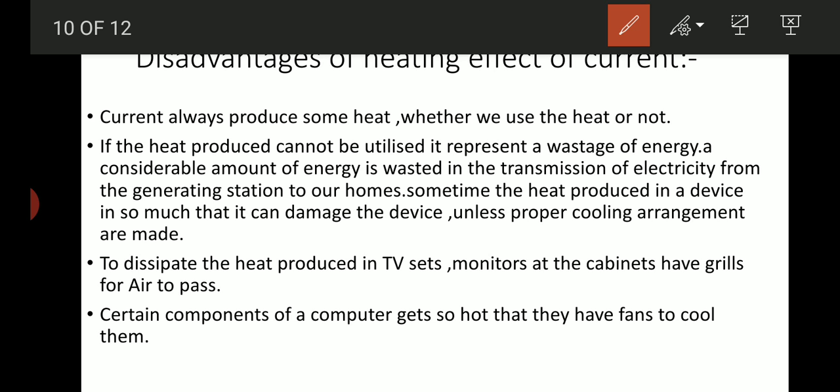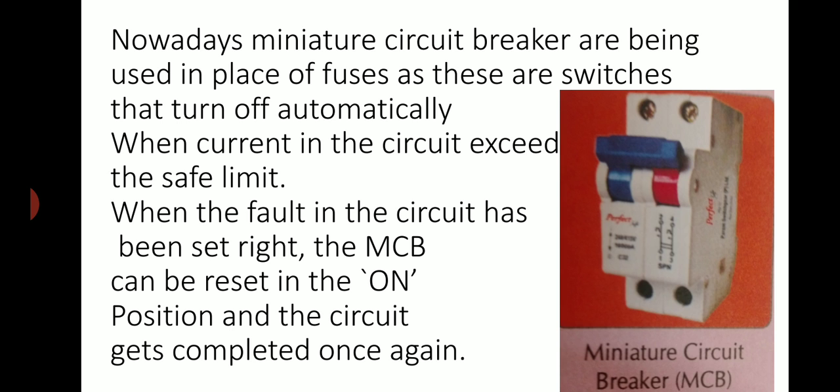And sometimes the heat produced in a device is so much that it can damage the device unless proper cooling arrangements are made. So to dissipate the heat produced in TV sets, in a computer, or in any other device, their cabinets have grills for air to pass. And certain components of a computer, when they get so hot, have fans that automatically start and cool them.